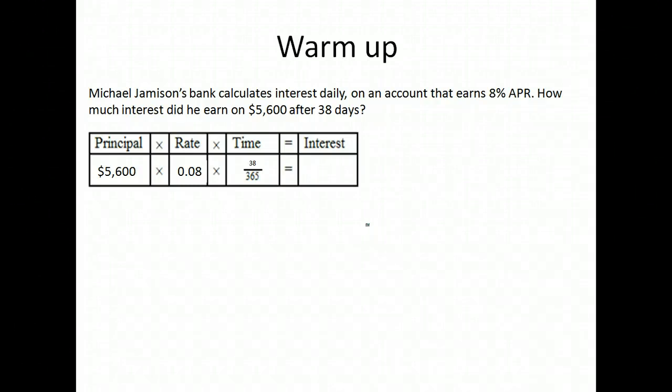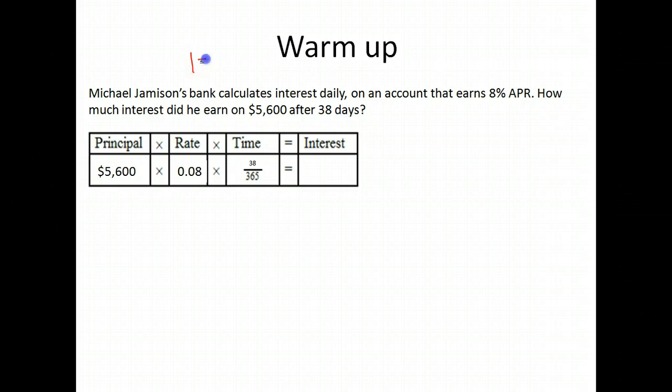Let's go through some warm-up problems before we start this lesson. So here's an example. Michael Jameson calculates interest daily on an account that earns 8% APR. How much interest did he earn on $5,600 after 38 days? And they've filled all of the information into a table down here.